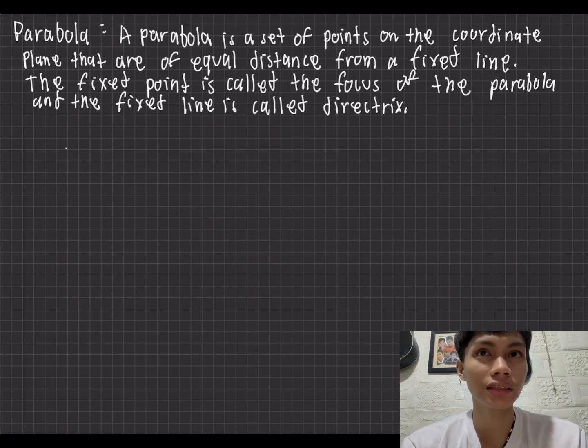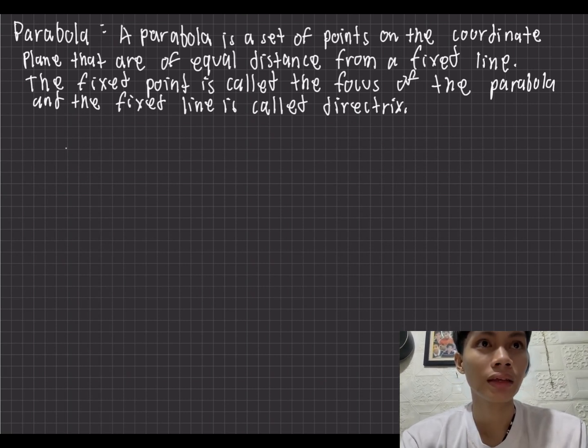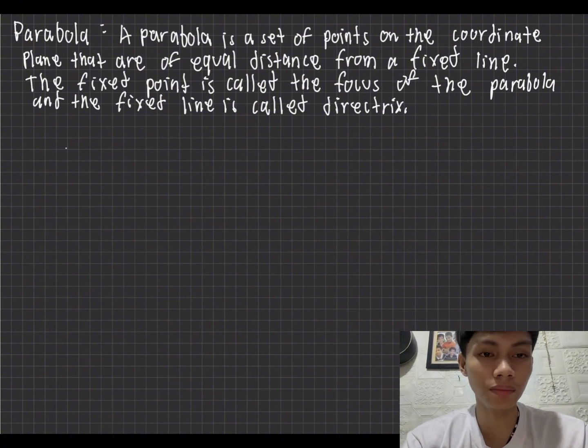Hi guys, the next conic section is the parabola. A parabola is a set of points on the coordinate plane that are equidistant from a fixed point and a fixed line. The fixed point is called the focus of the parabola, and the fixed line is called the directrix.